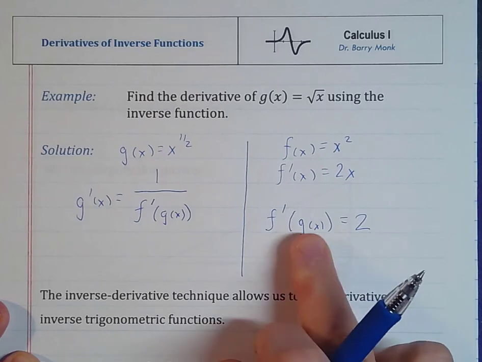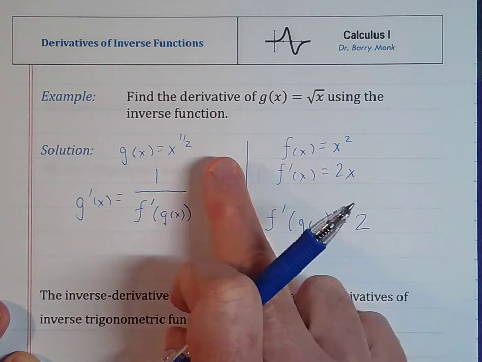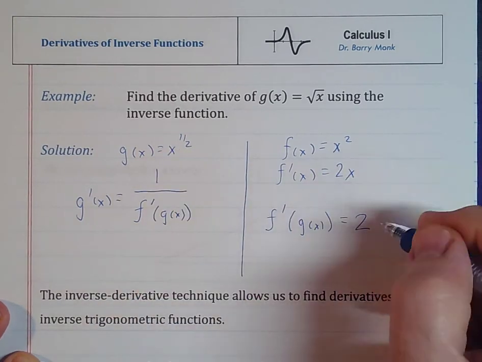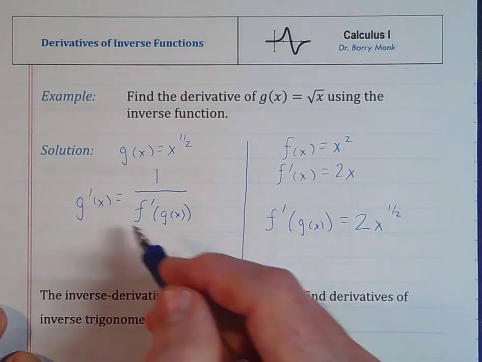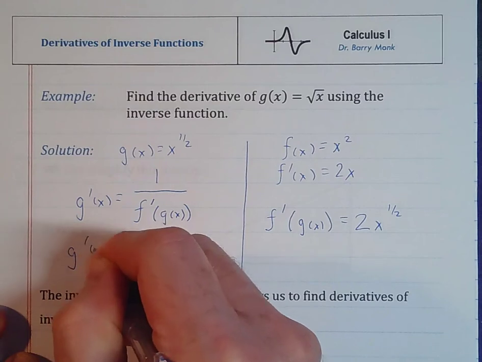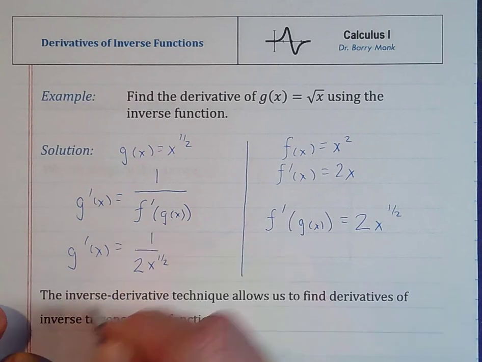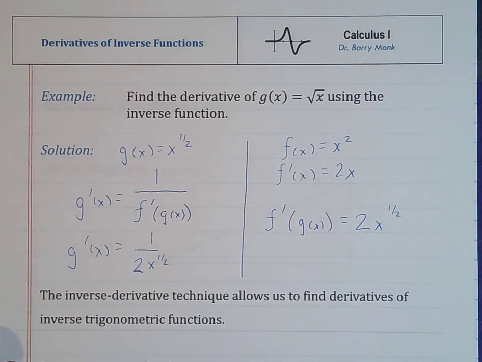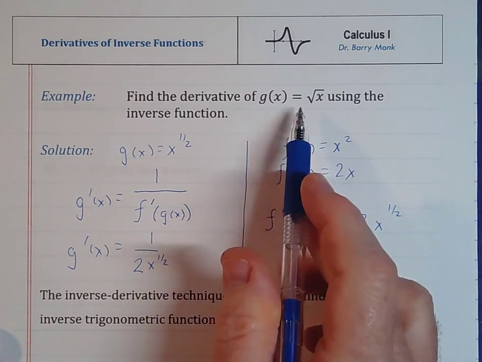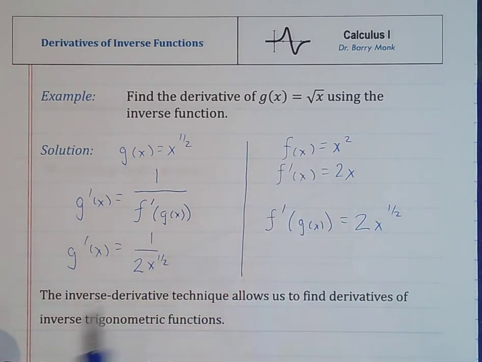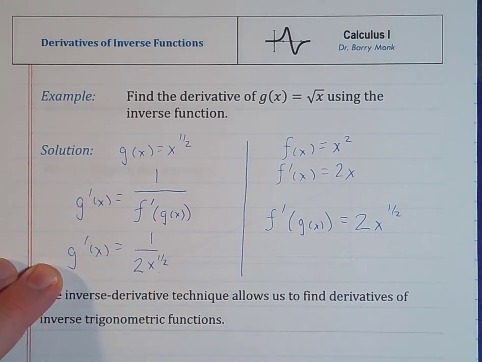And f prime of g of x, its composite function, would be 2 times, now I need to stick whatever g of x is in here, in place where the x is. Well, g of x is x to the 1/2, so this would be 2x to the 1/2. And so my derivative right over here, g prime of x, is 1 over 2x to the 1/2. And we got it. And so, yes, we could have gotten to this directly just by taking the derivative of g of x, but we see that the process works. And it allows us to find derivatives in terms of their inverse functions.